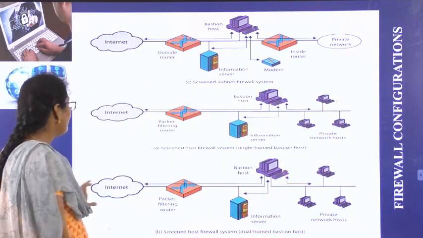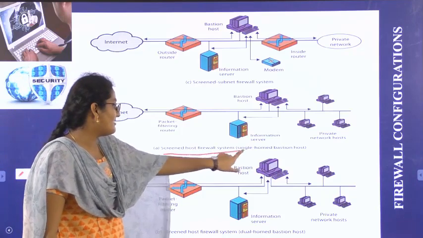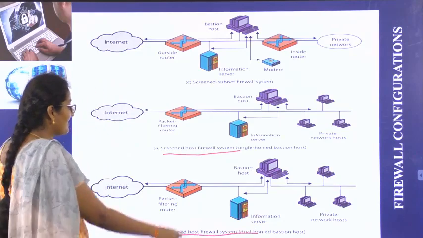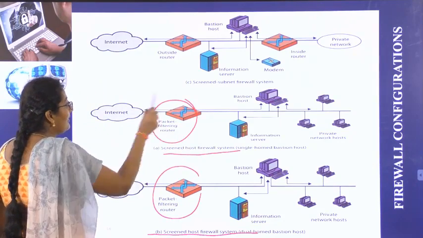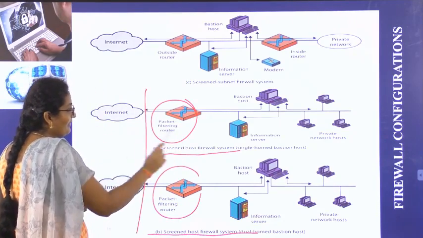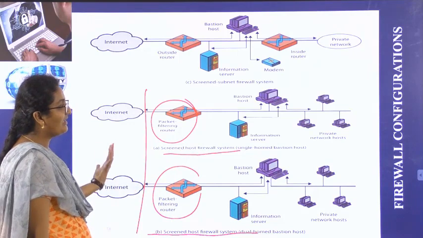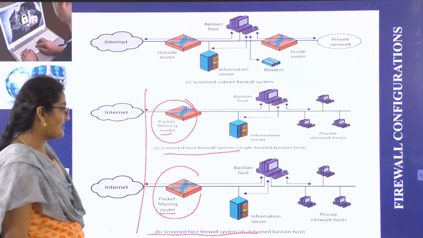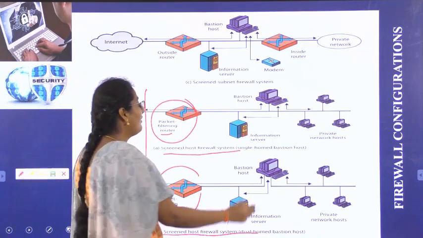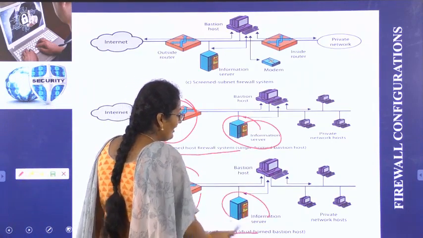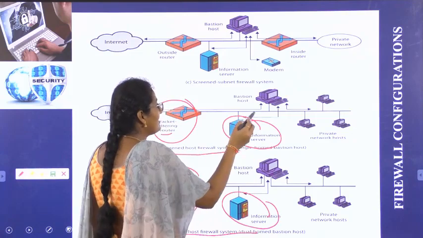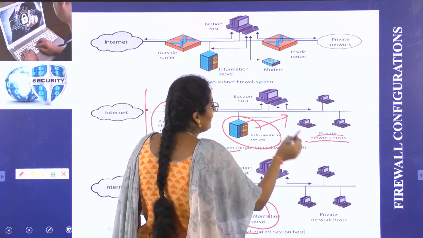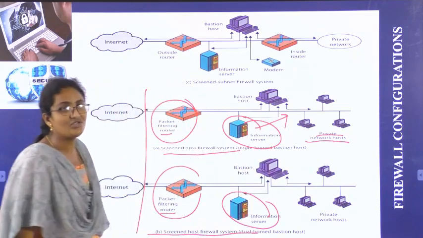So simple, in screened host firewall single home and screened host firewall dual home, we are just using packet filtering router. Whenever we are transferring the data or posting the data into internet, this packet filtering router will eliminate duplications and redundancy. Similarly, that information is stored in database, also called information server. From this database it is transferred to all the private hosts, nothing but computers in that base station.